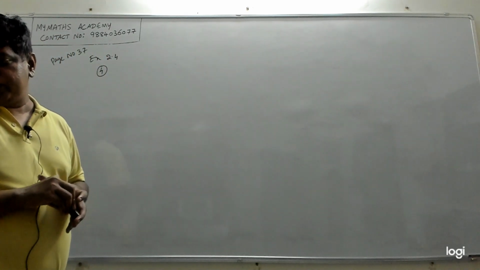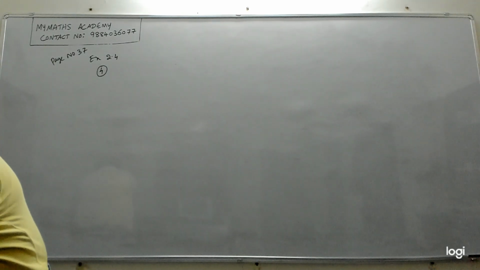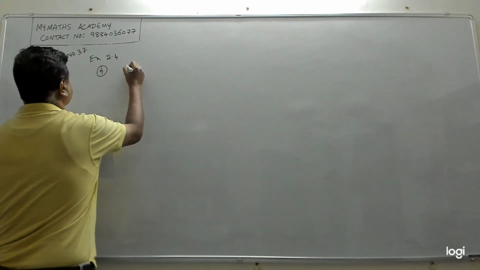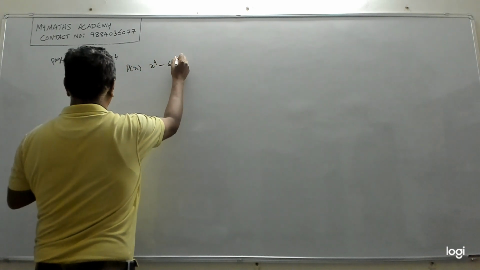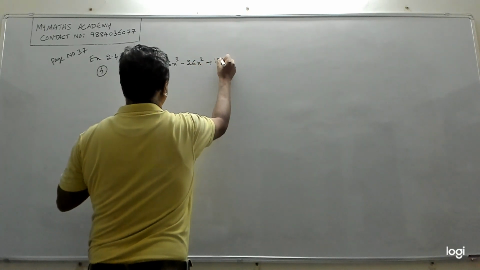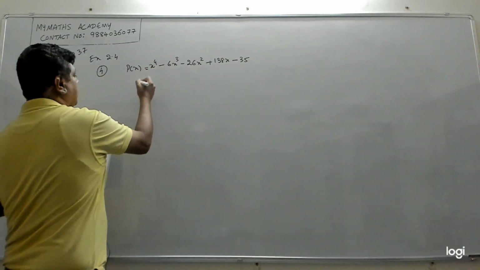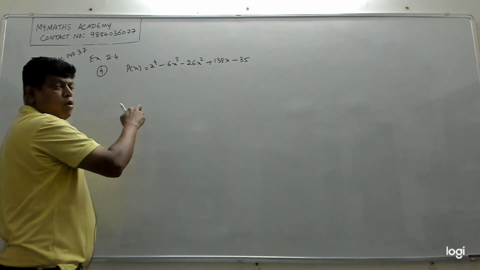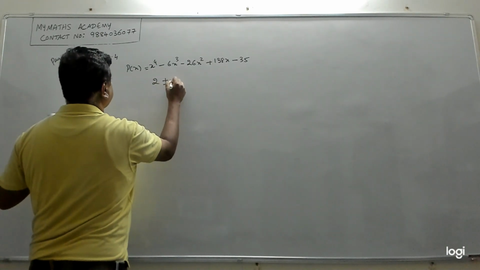So the question is: two zeros of a polynomial. So what is the polynomial? The polynomial is P of x equals x power 4 minus 6x cube minus 26x square plus 138x minus 35. This is a polynomial, and they have given two zeros for it. The zeros are 2 plus or minus root 3.